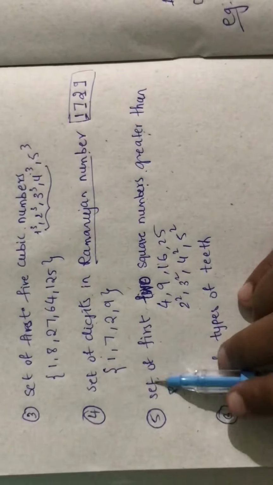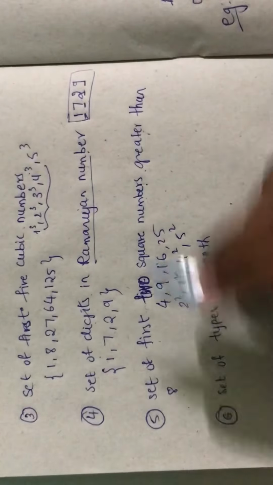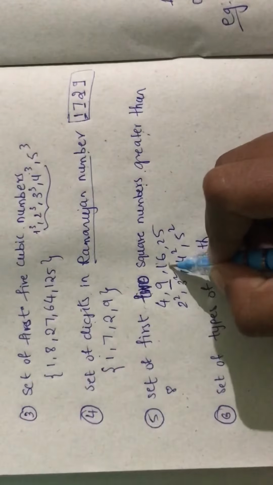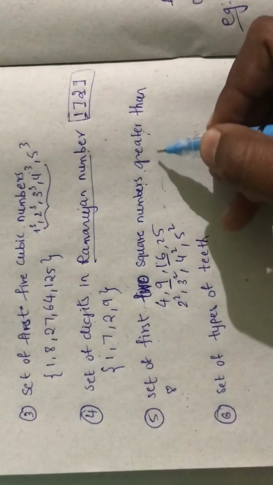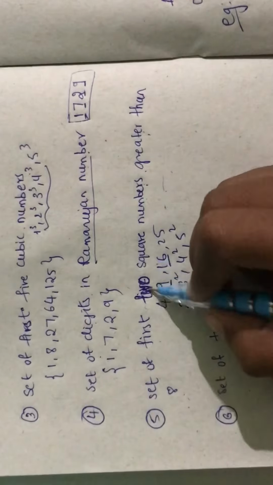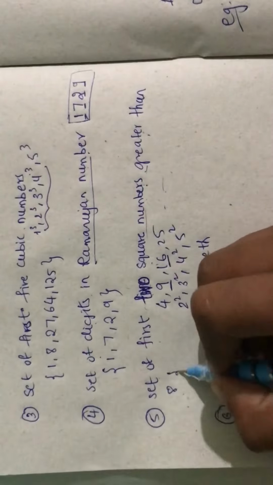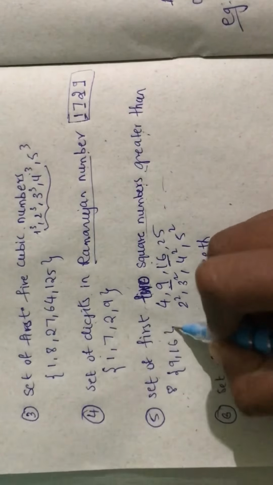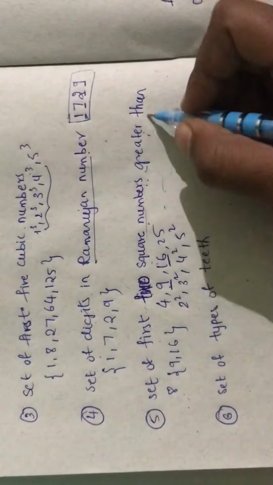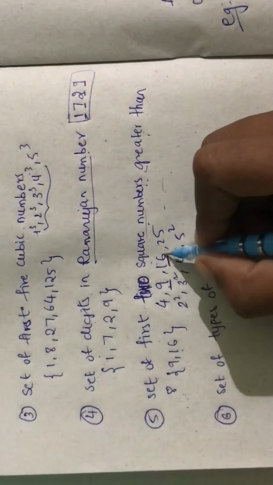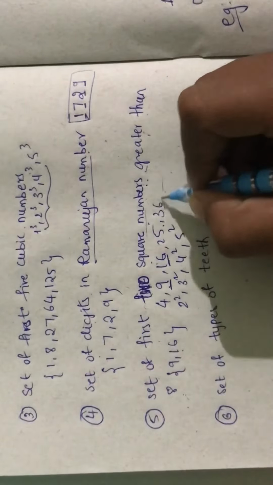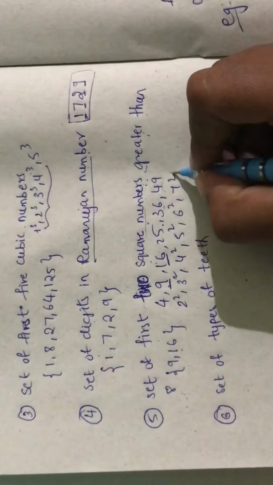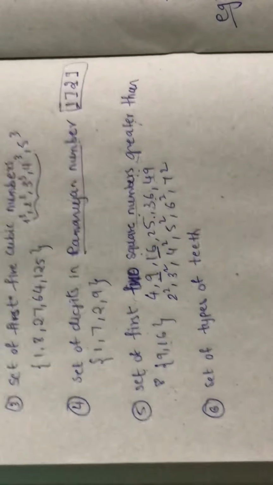So the question is the set of first two square numbers greater than 8. Greater than 8 means 9, 16, 25, and so on. Here the set should have two square numbers, so the set will be 9 and 16. If they ask for the first 5 square numbers greater than 8, you have to write 9, 16, 25, 36, 49. Like that. Okay, I think you got it.